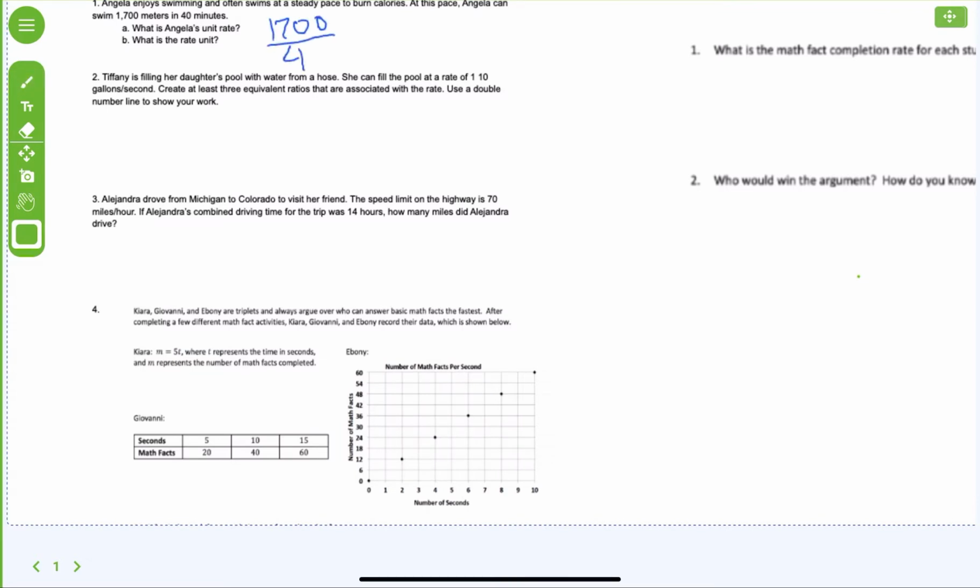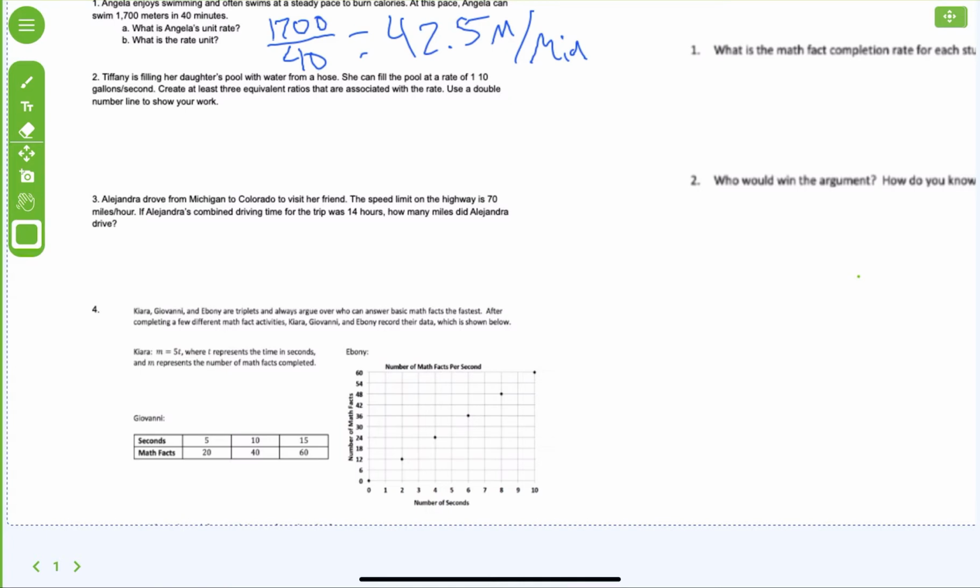We're going to have 1,700 divided by 40. And if we do 1,700 divided by 40, we get 42.5 meters per minute. Now, what is the rate unit? That would be meters to minute, right? That is the rate unit. Meters to minute.